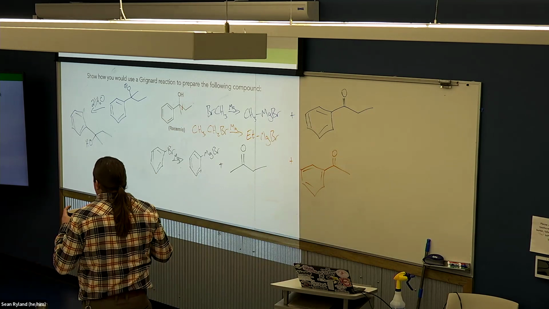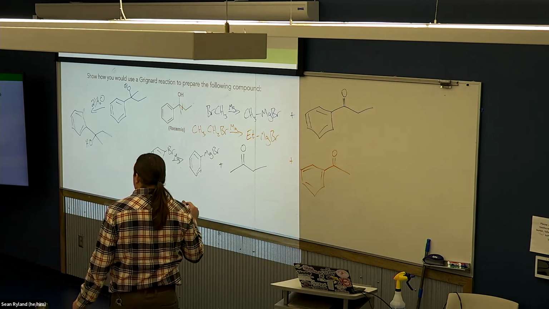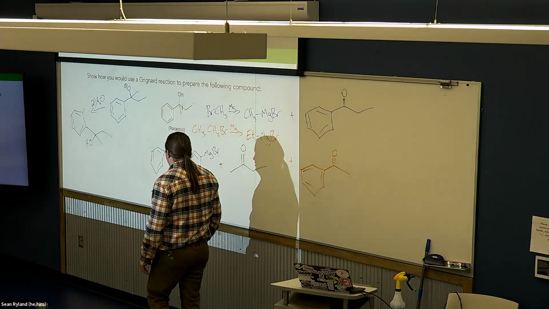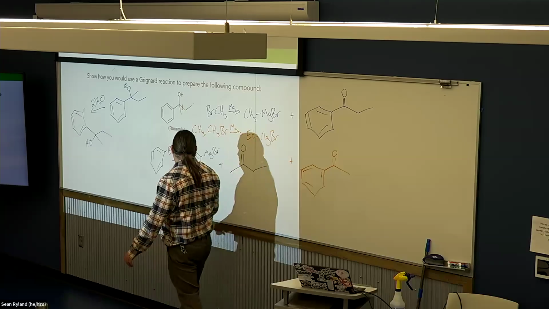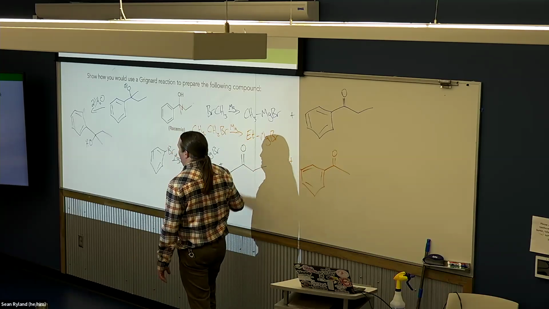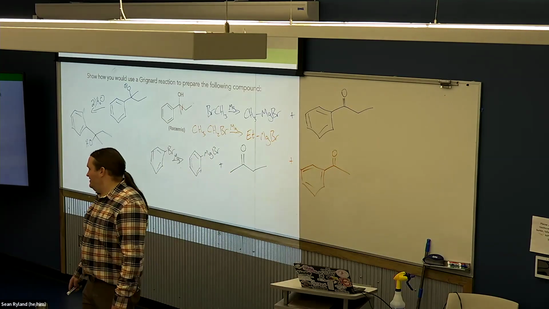This is one of the reasons why the Grignard reaction is so useful, because you can literally say, okay, I have two options. Do I have any of this bromide and do I have any of this carbonyl? And if not, look at flipping them, look at what your other options are. And you can do it in steps.